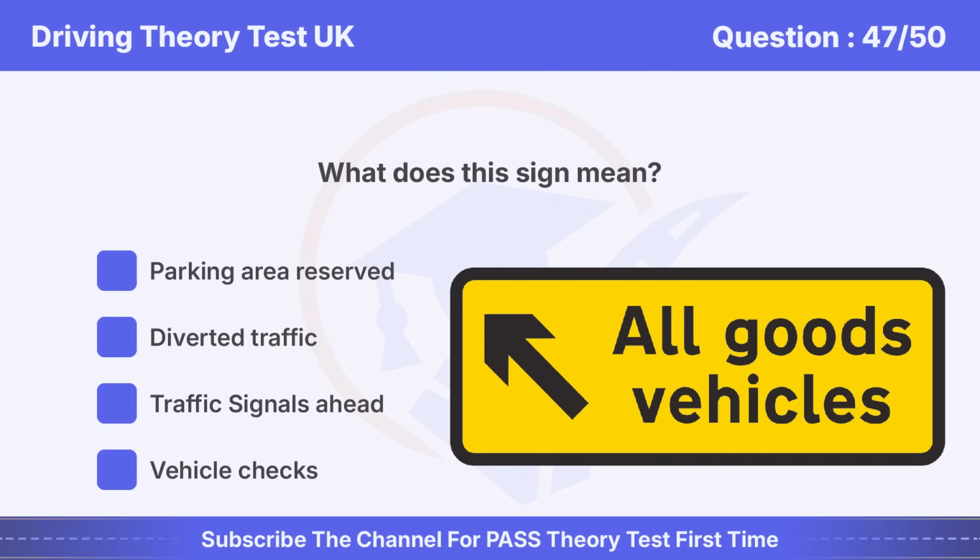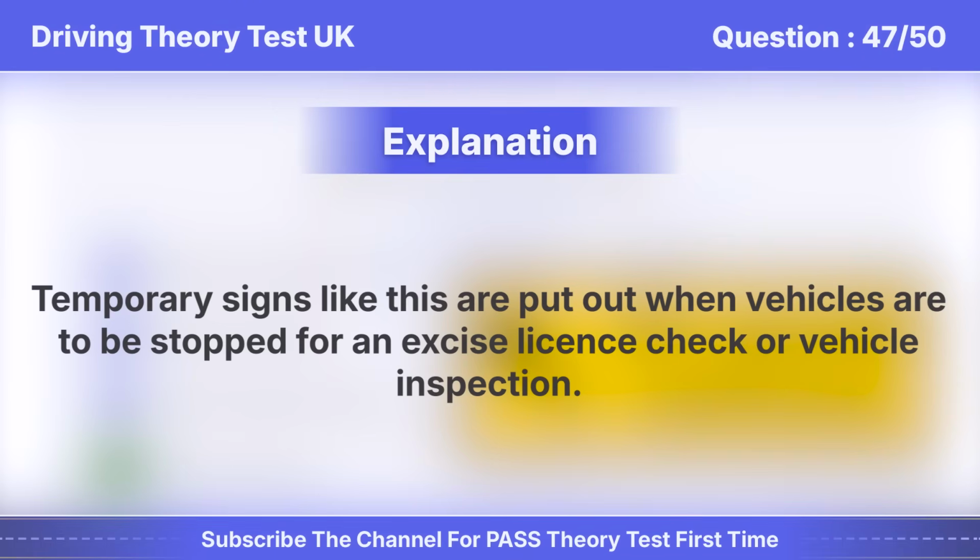Question 47. What does this sign mean? Answer is D. Vehicle checks. Temporary signs like this are put out when vehicles are to be stopped for an excise license check or vehicle inspection.